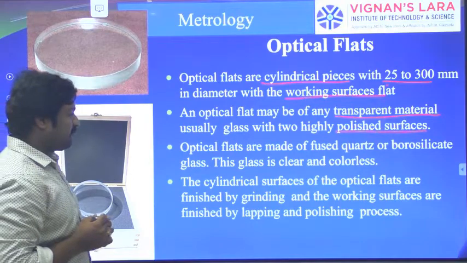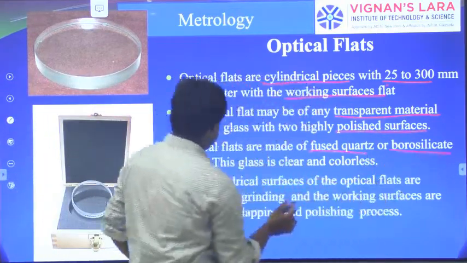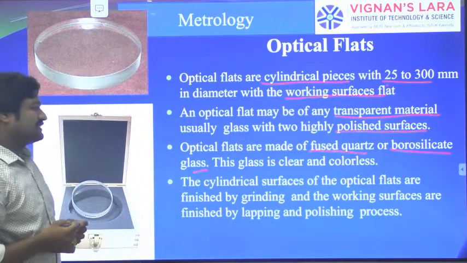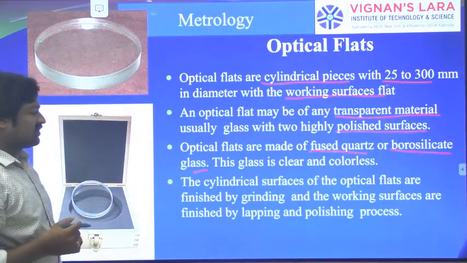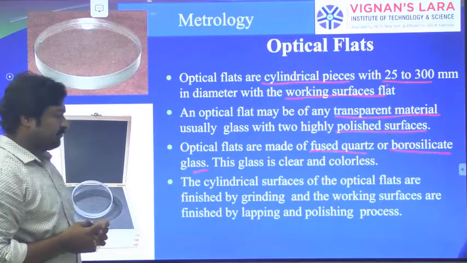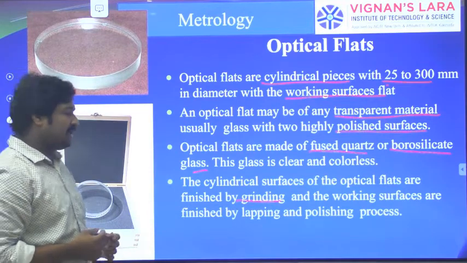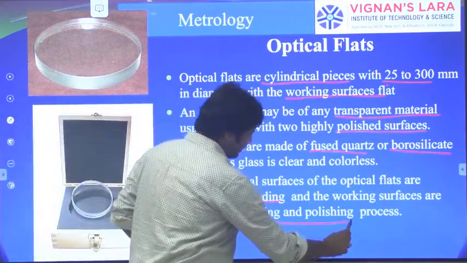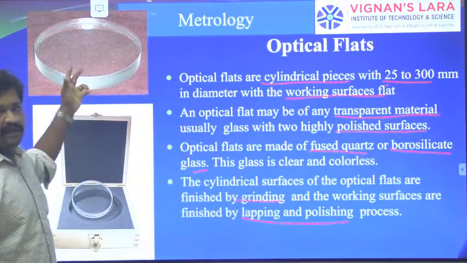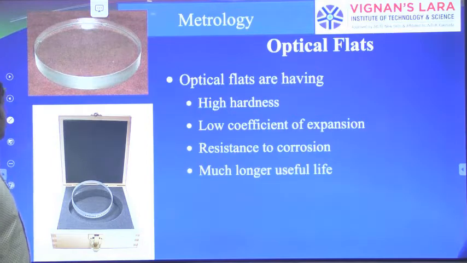Optical flats are made of fused quartz or borosilicate glass. This glass is clear and colorless. The cylindrical surface of the optical flats is finished by grinding and the working surfaces are finished by lapping and polishing. These are the various manufacturing processes for obtaining the required surface finish of the component.